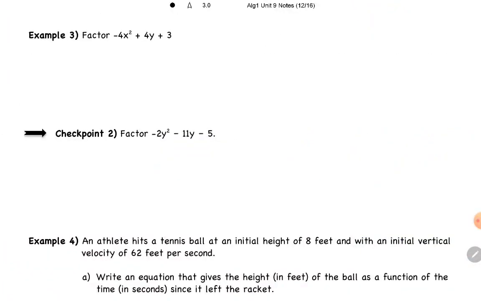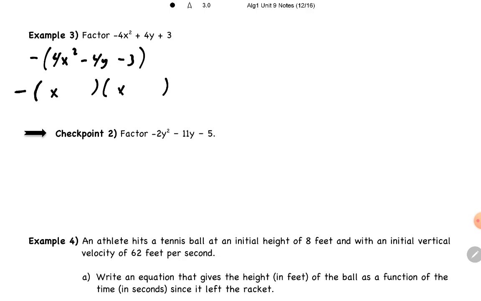Okay, now we have a negative 4x squared plus 4y plus 3. So whenever you have a negative a value, this is what you want to do. You want to factor out the negative. So I'm just going to put negative on the outside, and that'll change everything inside. This will now become a positive 4x squared. This will become a minus 4y, and this will become a minus 3. So now I'm working with a positive a value. So the negative's outside now, and we just factor like normal.